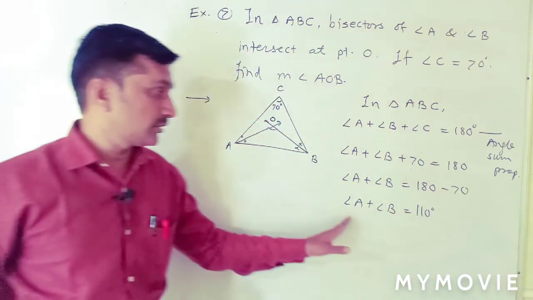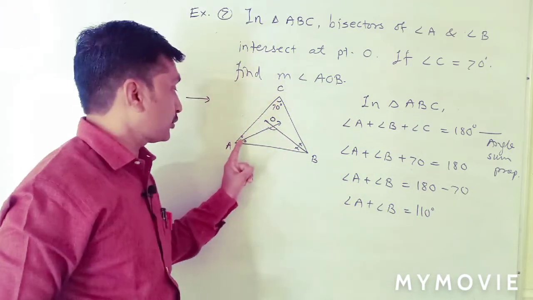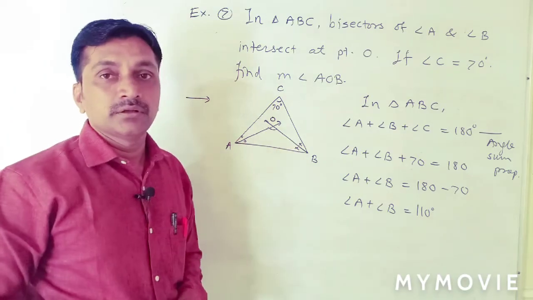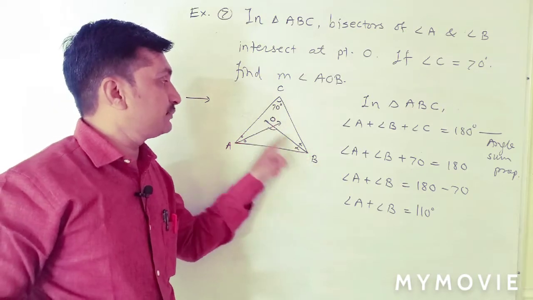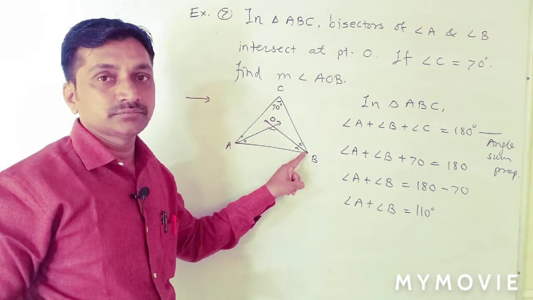We got 110 degrees. But that is the sum of this and this. But here AO is the bisector of A and BO is the bisector of B.